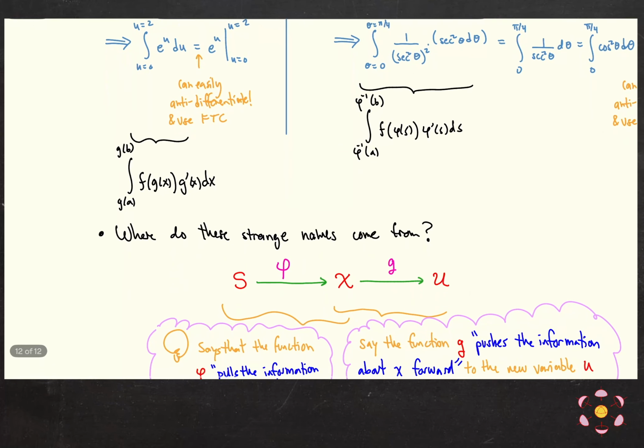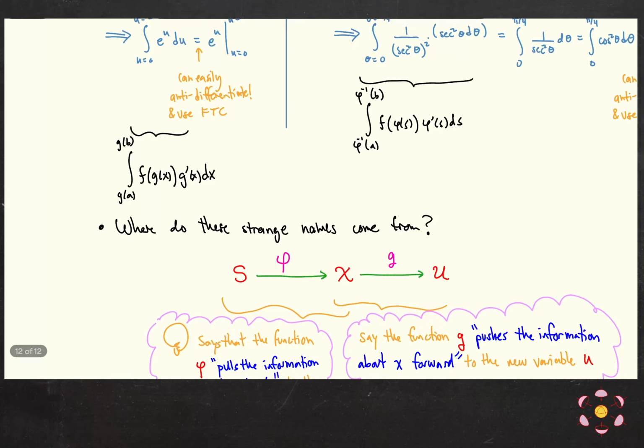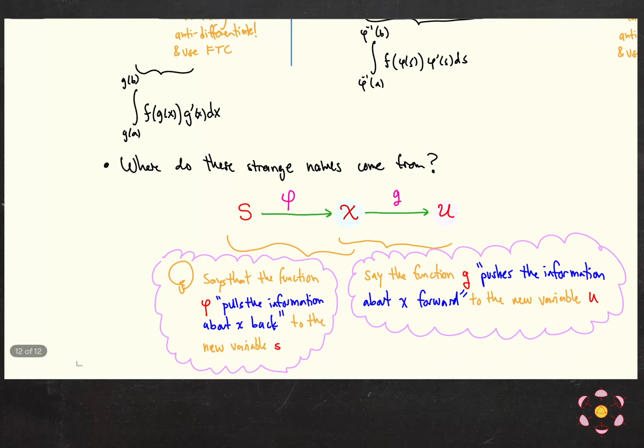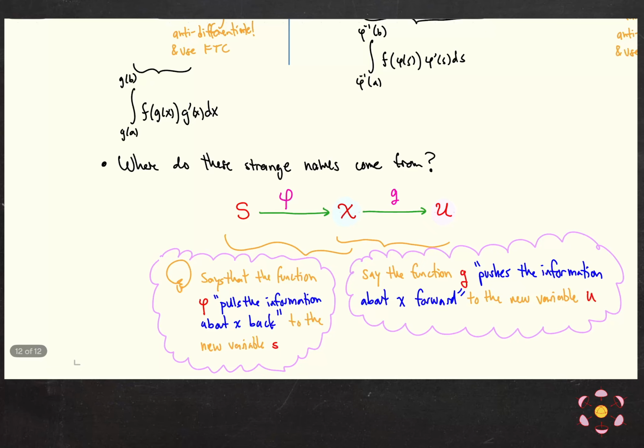we essentially start in x. These are, I always call these the blue variables. When we use this function g, think of g as essentially pushing the information about x forward to new variables in u. Okay, this is where the name push forward comes from, right? We say that g pushes the information about x forward to the new variable u.